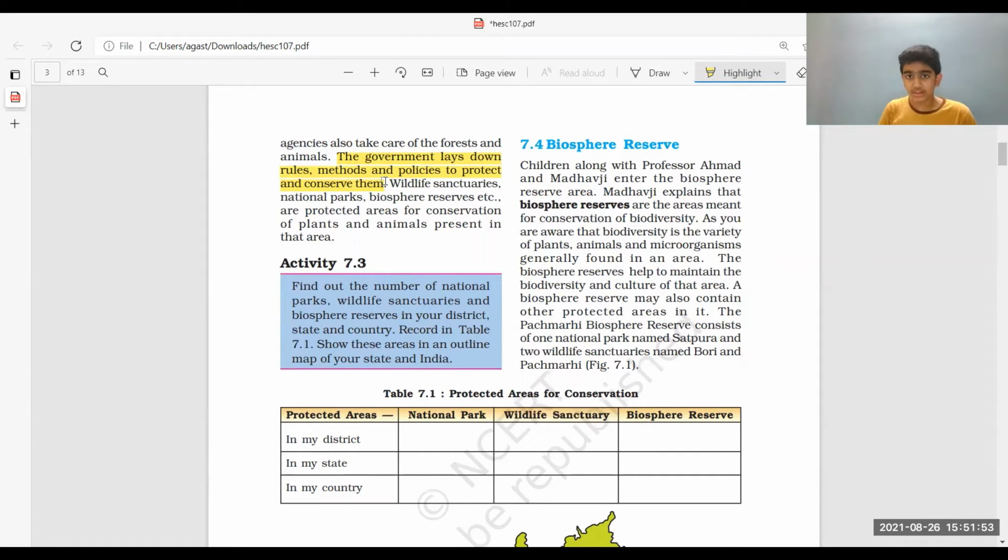Now, there is one biosphere reserve, Pachmarhi Biosphere Reserve. It consists of one national park, Satpura National Park, the first national park of India, known for India's finest teak. It also has two wildlife sanctuaries, Bori and Pachmarhi. These biosphere reserves are areas designated for the conservation of biodiversity. Biodiversity is nothing but the plants, animals, and microorganisms generally found in an area, and that area is your biosphere reserve. Hope you understood this. Understood?